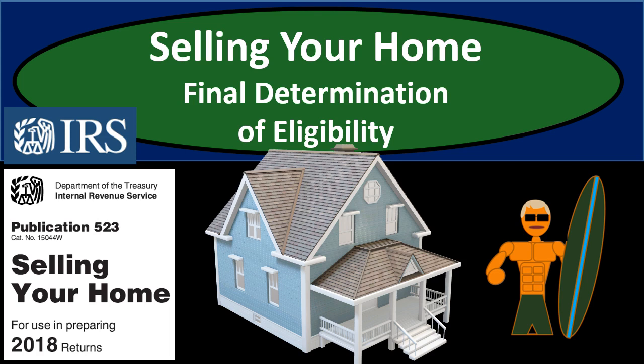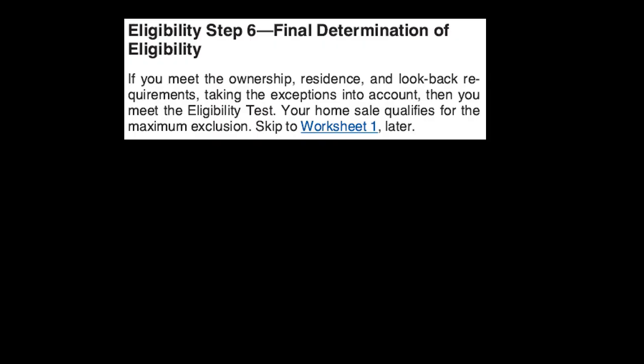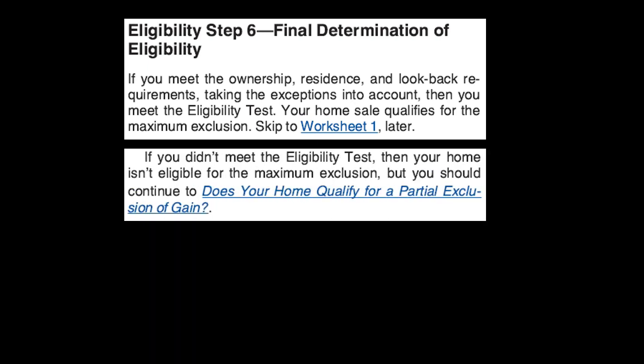In this presentation, we will discuss final determination of eligibility with relation to tax consequences for selling your home. This information can be found in Publication 523. Eligibility, Step 6: Final determination of eligibility. If you meet the ownership, residence, and look-back requirements, taking the exception into account, then you meet the eligibility test. Your home sale qualifies for the maximum exclusion. Skip to Worksheet 1, which we'll take a look at later.